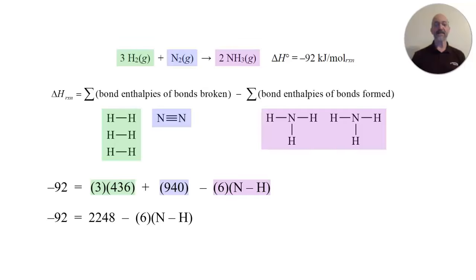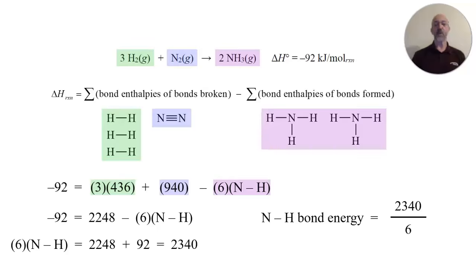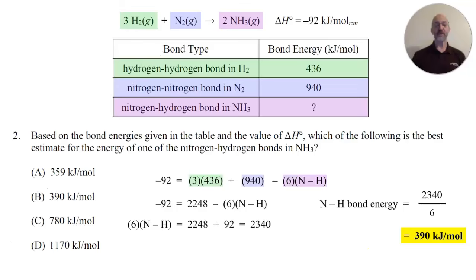I will also add 6 times the bond energy of the nitrogen-hydrogen bond to both sides of this equation, and it looks like this. Now 2,248 plus 92 gives me a value of 2,340, but that represents the sum of 6 nitrogen-hydrogen bonds, so now I have to divide by 6. So 2,340 divided by 6 will give me the nitrogen-hydrogen bond energy, and when I do that math, I get 390. So the nitrogen-hydrogen bond energy is 390 kilojoules per mole, and that makes the correct answer to question 2, choice B.